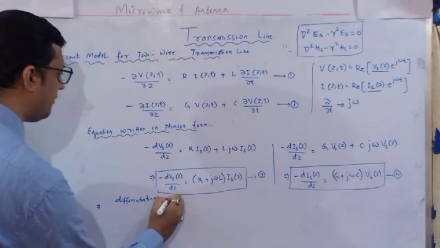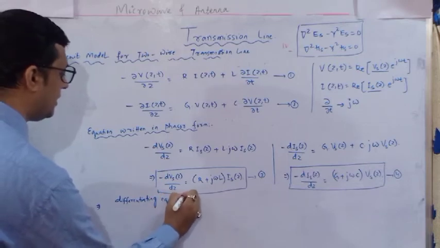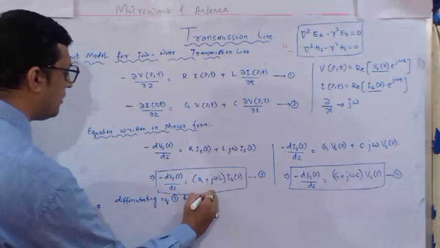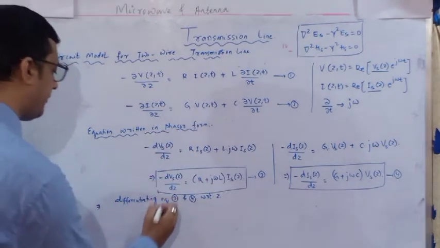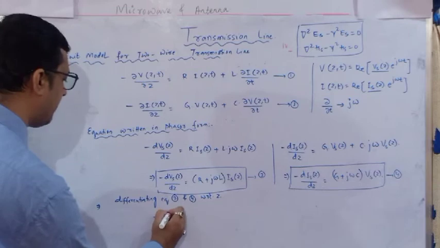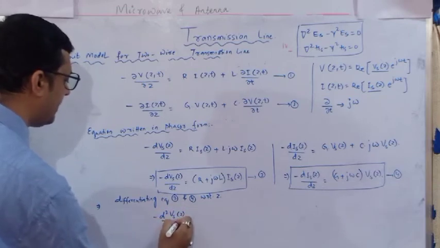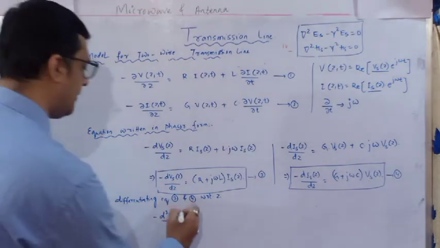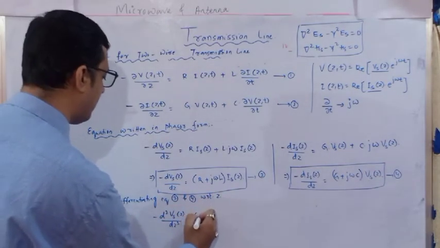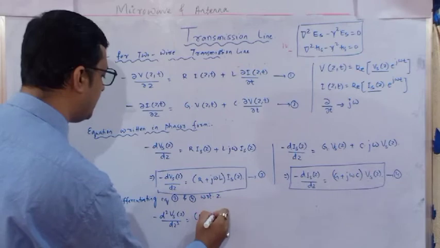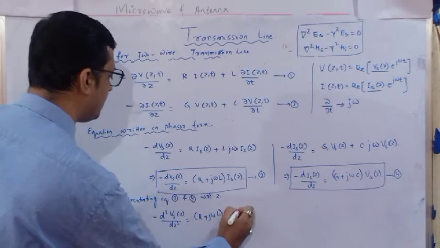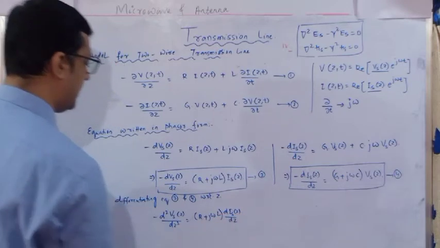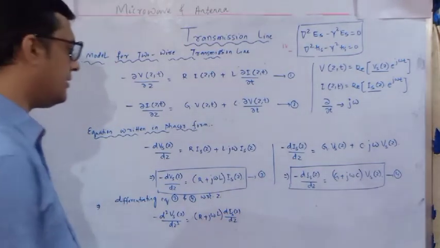Differentiating equations 3 and 4 with respect to z. So first one, if I differentiate, I will get d square Vs of z by dz square on the left hand side. On the right hand side, what we will get? R plus j omega L dIs of z by dz. So this is the first equation.